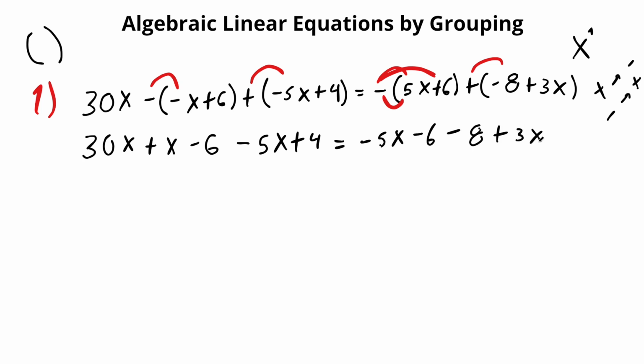Now, let's cancel the common terms on both sides of the equation. How do we do that? We have on the first side minus 6, so we can cancel it with the second side's minus 6. First side minus 5x, second side minus 5x.